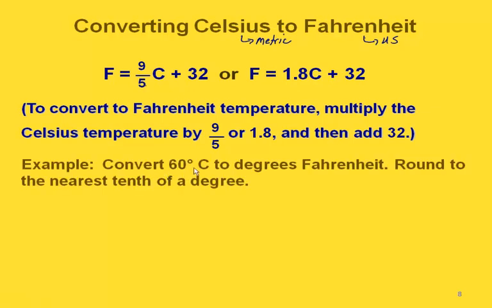Here's an example. We want to convert 60 degrees Celsius to degrees Fahrenheit, and we're going to round our answer to the nearest tenth of a degree. So let's use the formula with the decimal in it. So all we're really doing here is replacing the C with the 60 degrees. This is just like having replacement values that we worked on earlier. So here we have our 60 degrees. Now our order of operations says that we have to do this multiplication first.